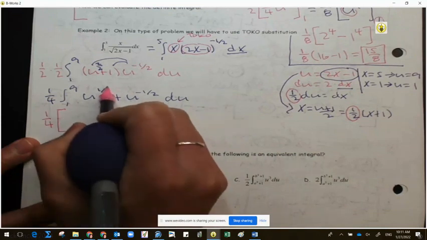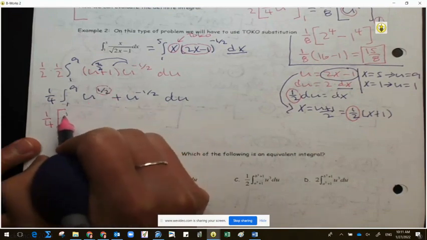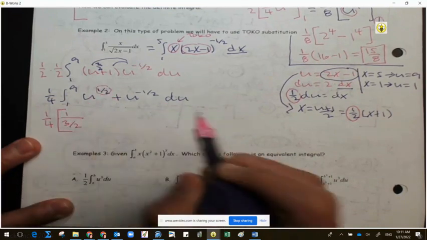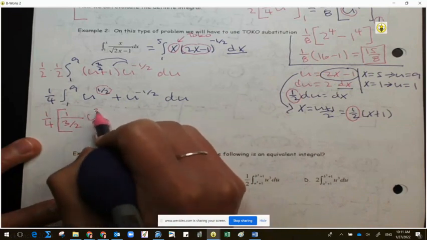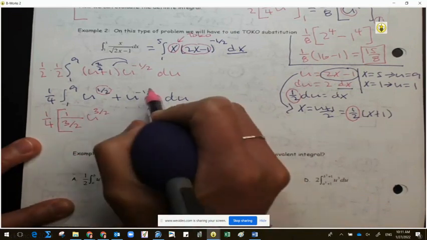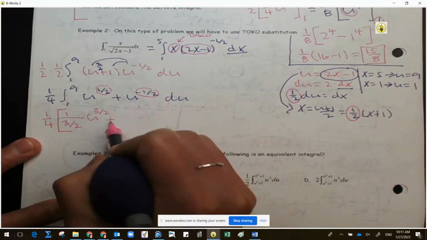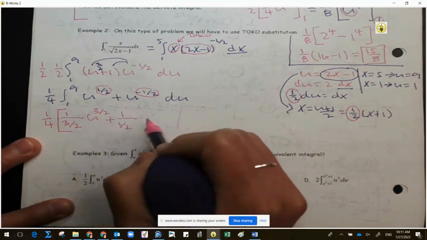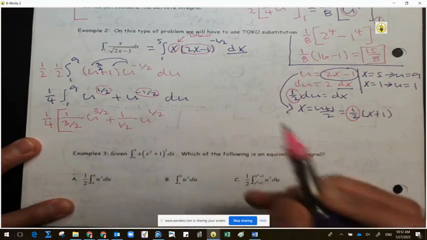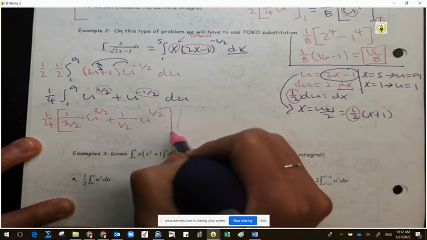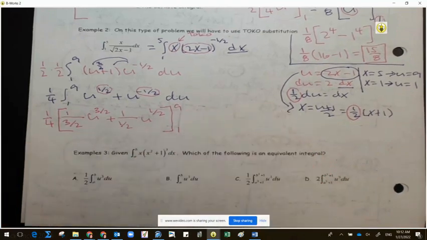And then I have, what is one more of this? 1 over 3 over 2, and u to the 3 over 2. What is one more of negative 1/2? 1/2. U to the 1/2. Close it. 9 and 1.